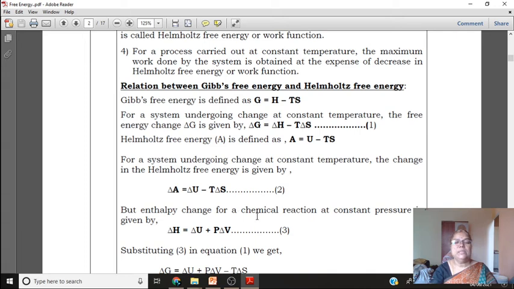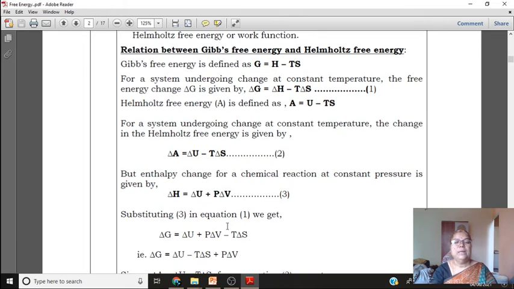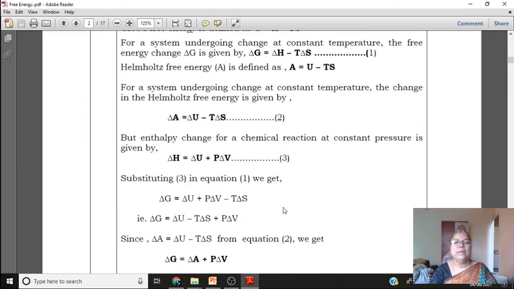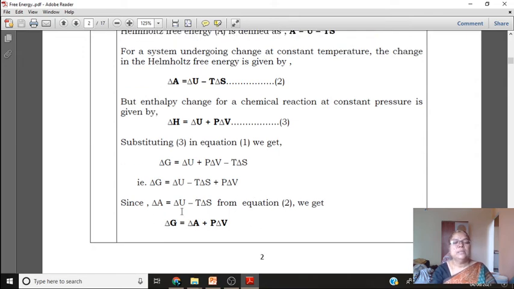But the enthalpy change for a chemical reaction at constant pressure is given by delta H equal to delta E plus P delta V. Therefore, substituting this equation number 3 in equation number 1, we get delta G equal to delta U plus P delta V minus T delta S. That is delta G equal to delta U minus T delta S plus P delta V. Since we have delta A equal to delta U minus T delta S, from equation 2 we have this equation: delta G equal to delta A plus P delta V.